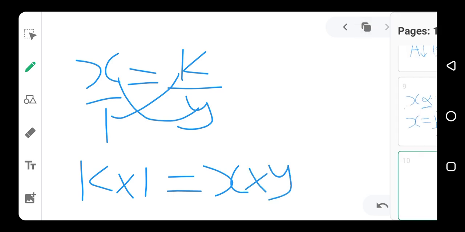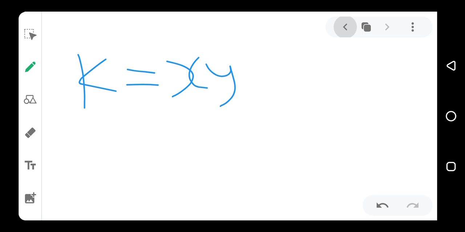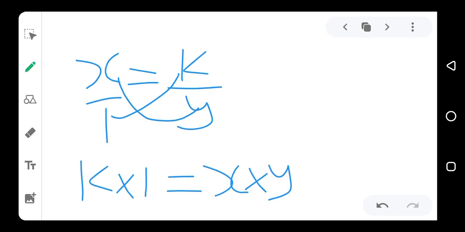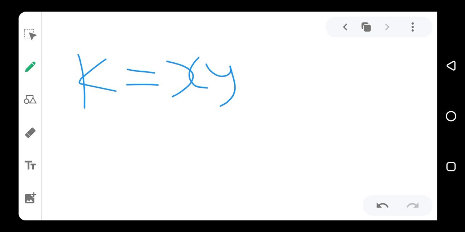Now what it means is that k is equal to xy. X times y is equal to xy. So k is equal to xy. In inverse variation, k is equal to xy. Remember that in direct variation, k is equal to x over y. But in inverse variation, k is equal to xy. That is x times y.